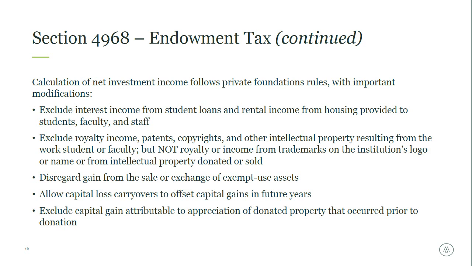The gain from the sale or exchange of exempt use property is excluded from capital gain net income for the portion of the property used for the exempt purpose. And this is a big one. If capital losses exceed capital gains, those capital losses may be carried forward and deducted from capital gains in a future year. So this is a big departure from the proposed regs, as well as the private foundation rules. And lastly, you can exclude capital gain attributable to appreciation of donated property that occurred prior to donation.